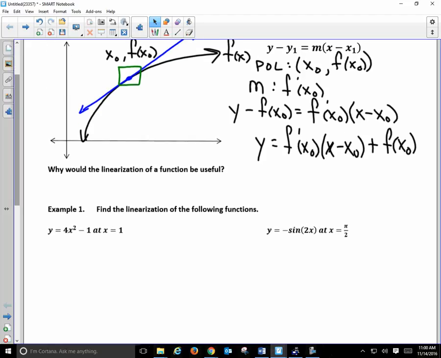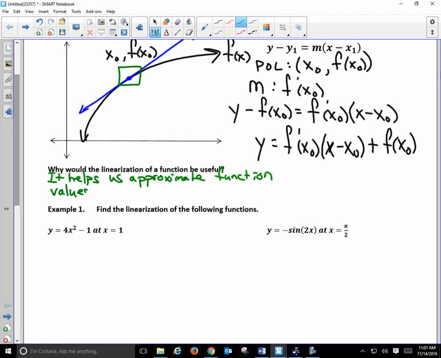So the question is, why would the linearization of a function be useful? It helps us approximate function values that are difficult to calculate.